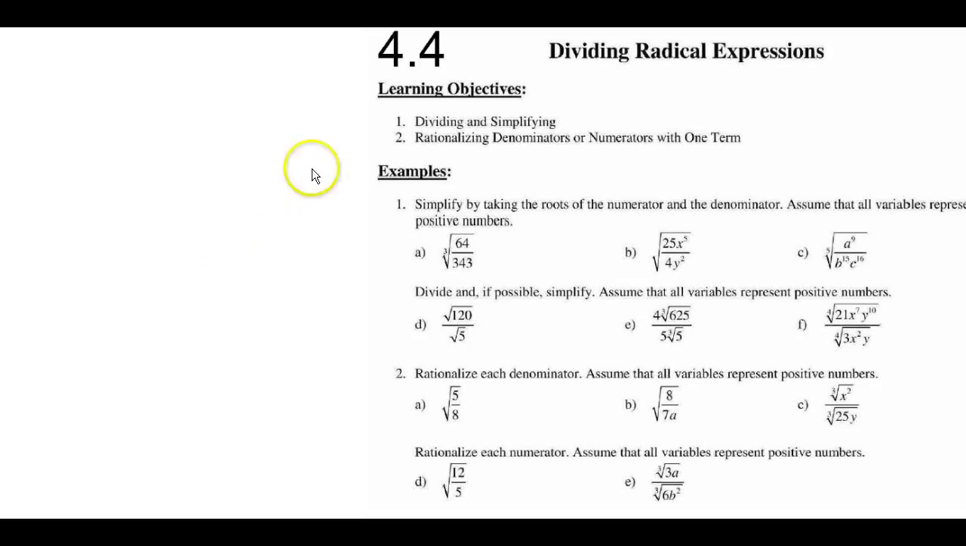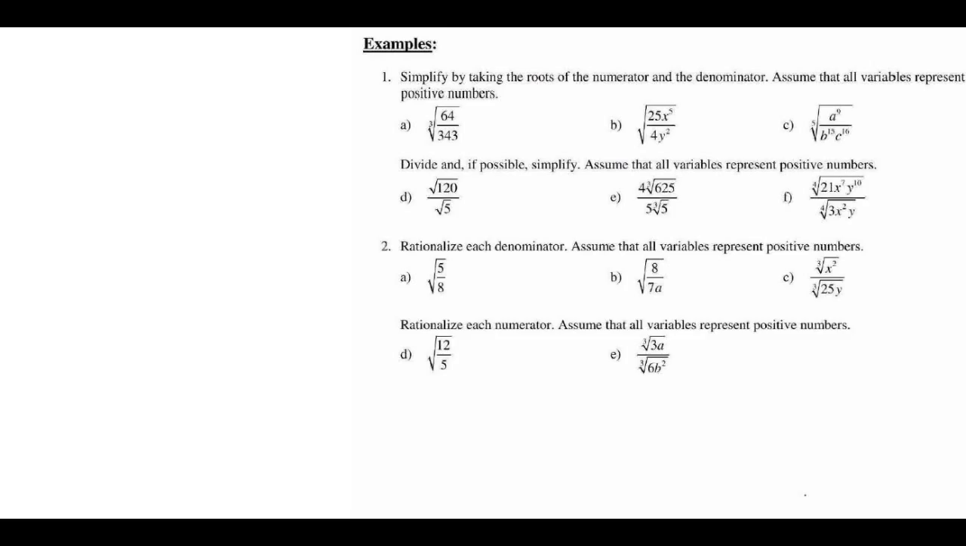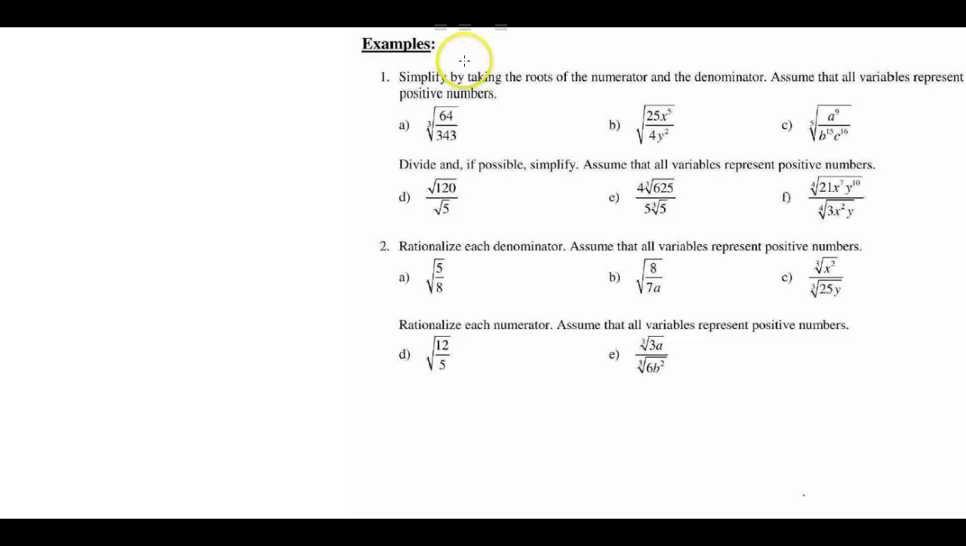All right, going on to topic 4 now of Module 4, dividing radical expressions. And we will go over these objectives. So to start off, we want to simplify by taking the roots of the numerator and denominator. Assume that all variables represent positive numbers.